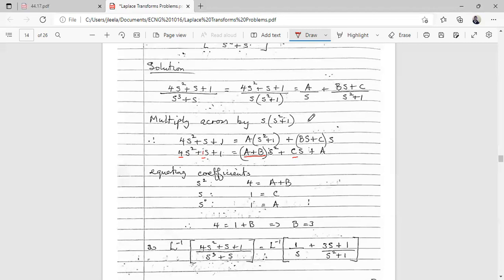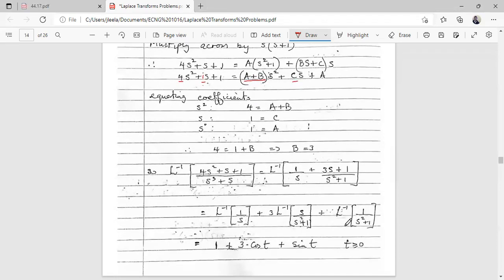Right? So you have A is 1 over S plus 3S plus 1 over S squared plus 1. And now you apply your linearity property. So you have the Laplace inverse of 1 over S, and you could break this up as 3S over S squared plus 1 plus 1 over S squared plus 1. So you could pull the 3 on the outside. You'll get 3 L inverse S over S squared plus 1 plus L inverse 1 over S squared plus 1.